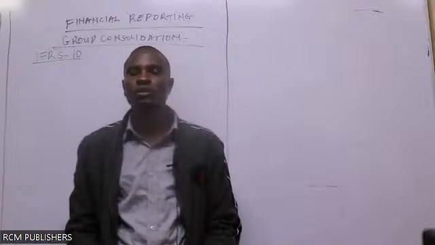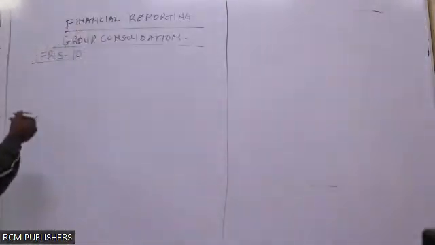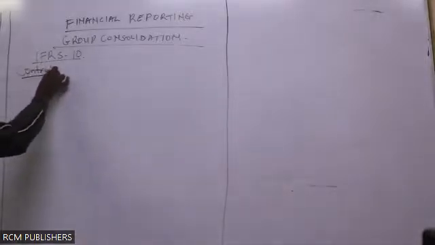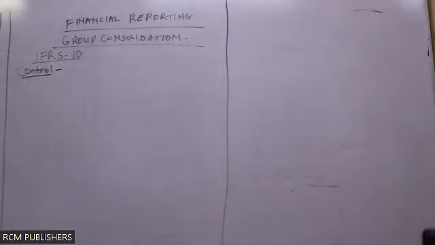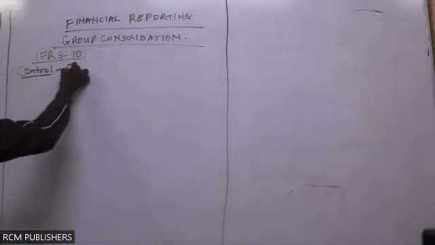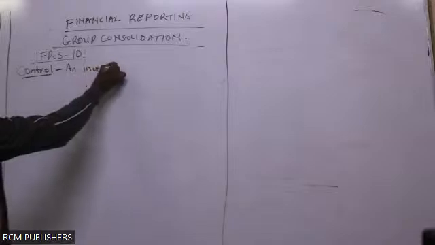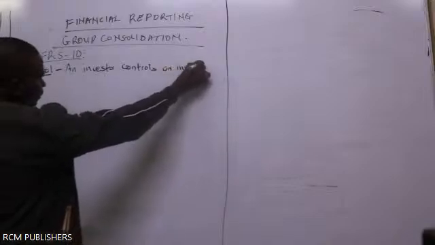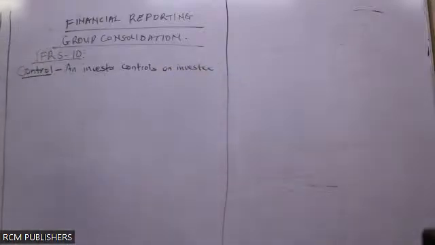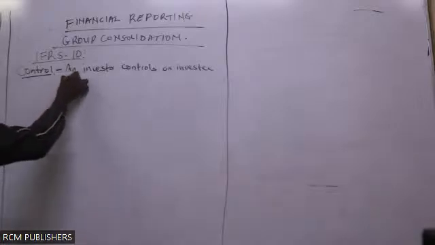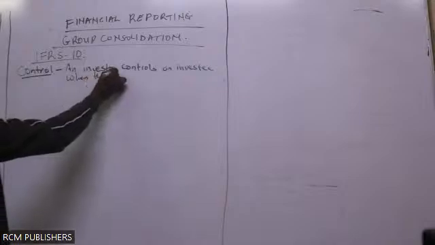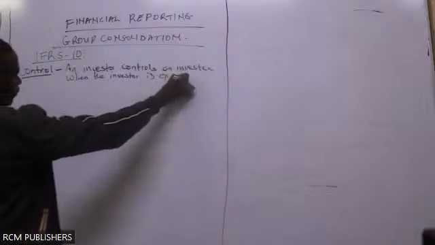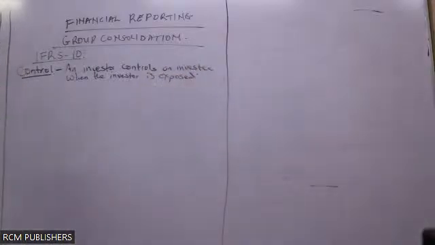One of the terms is control. Say an investor controls an investee. An investor controls an investee when the investor is exposed.